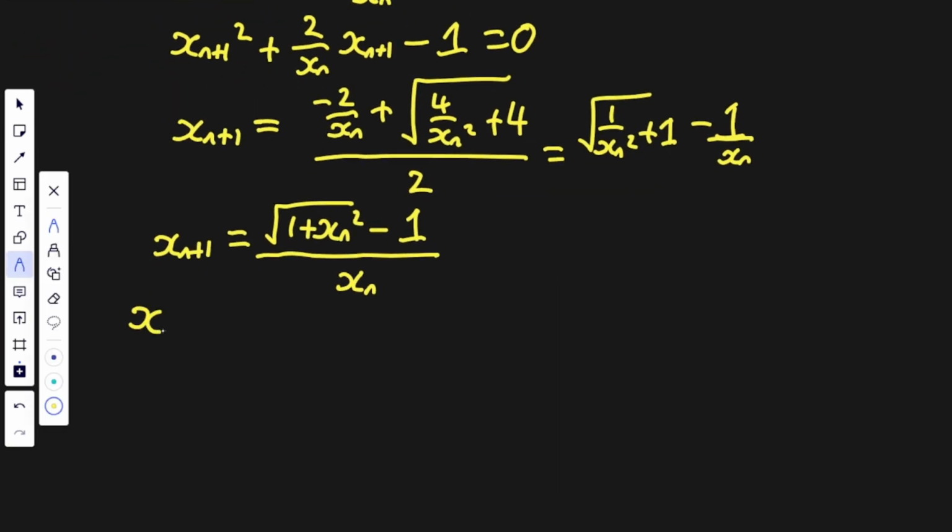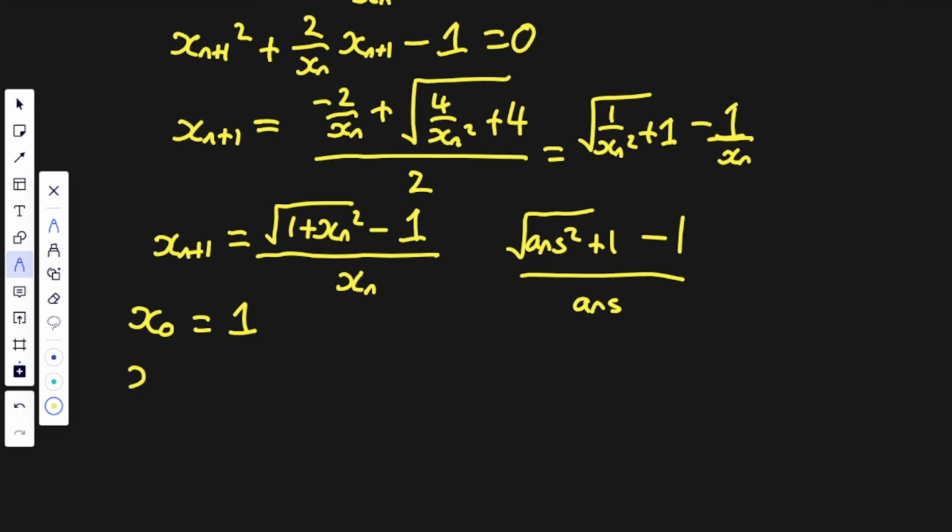So we had x_0 is equal to 1. So let's calculate some of the x terms. I'm going to do this by calculator. So I'm going to enter 1, I'm going to select equals. I'm then going to write square root of answer squared plus 1, minus 1, all divided by answer. So what you want in your calculator is something like this.